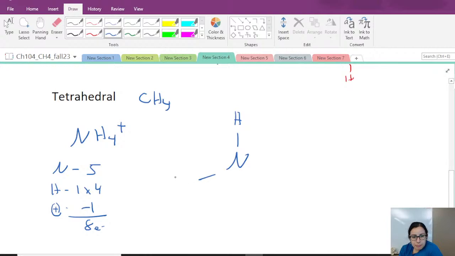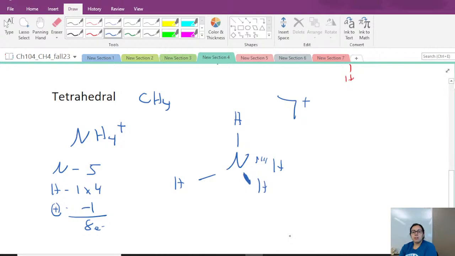I'll draw it in the 3D format. It's fine if you draw it flat. I'm just trying to emphasize this tetrahedral shape. And then, don't forget your little plus sign on it so you know the whole thing still has that plus charge.